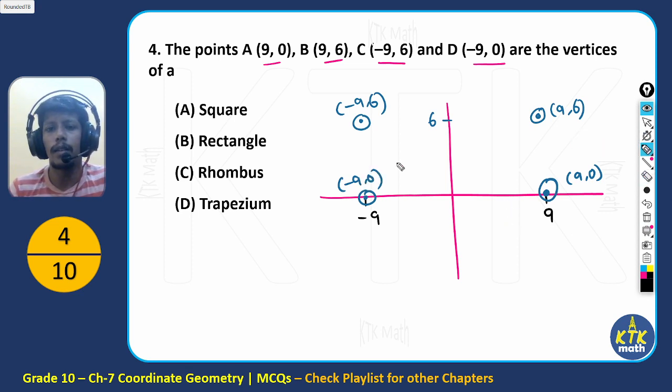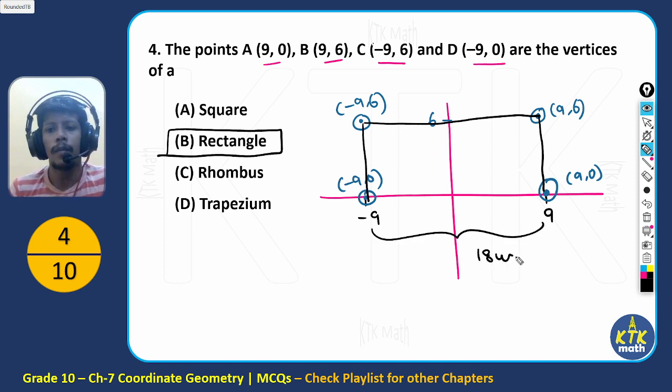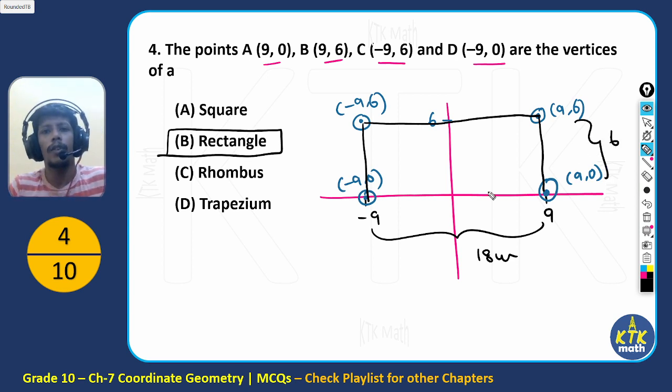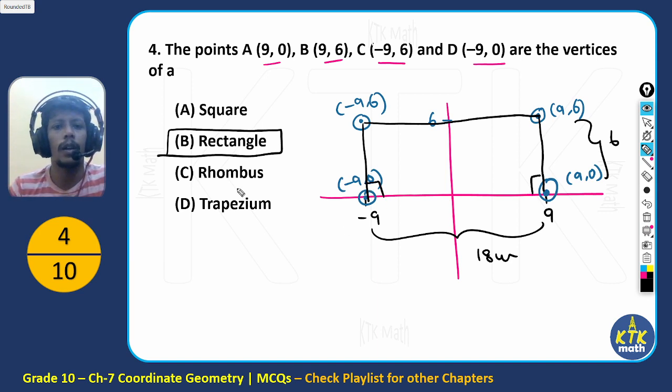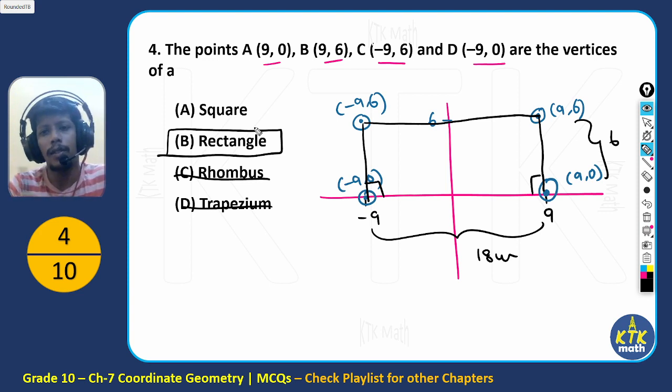Now when you are joining these points, what shape are you going to have? By looking, you can say it is a rectangle, not a square, right? Not a square, because this distance is 18 units and this distance is 6 units, and the lines are perfectly straight, like right angles, so you are not going to have a rhombus or trapezium there. So the answer is rectangle. So you observe the points. If the points are easily plottable, you can draw one rough diagram, even in your question paper, and you can easily get the answer.